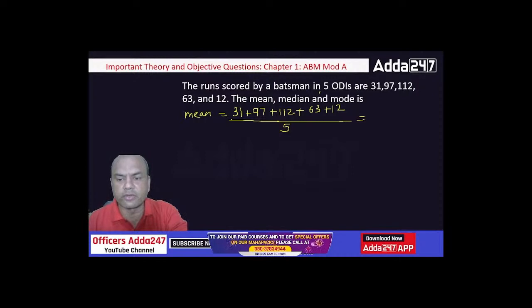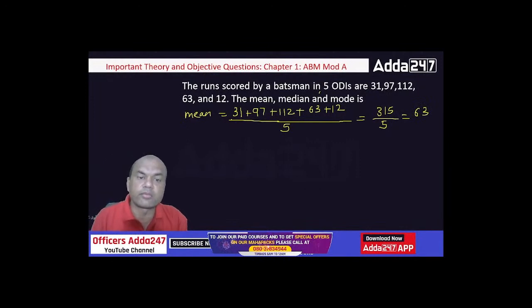So it is 31 plus 97 plus 112 plus 63 plus 12. Okay, what is the answer of the total? It is 315. So 315 upon 5. So what is the answer? 5, 6 and 3. So my mean becomes 63 over here.